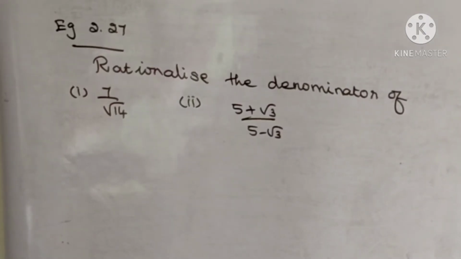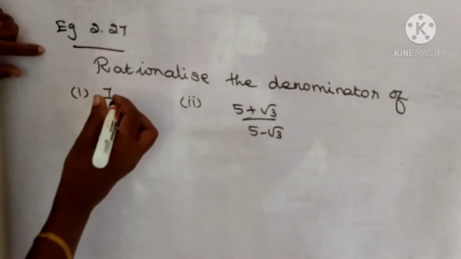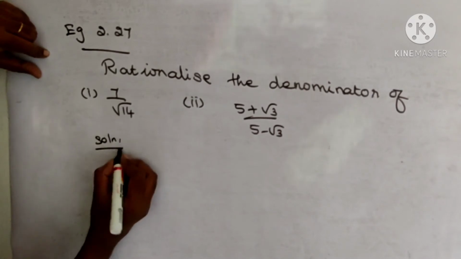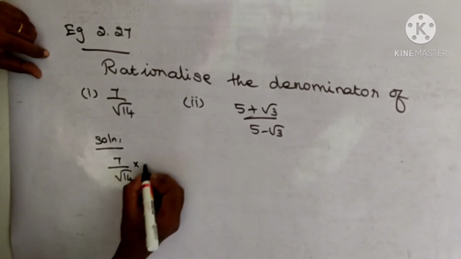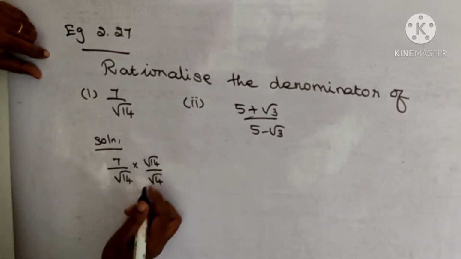Listen, example 2.27. Rationalize the denominator of 7 by root 14. Listen to the solution. 7 by root 14. So we multiply root 14 by root 14, both the numerator and denominator.